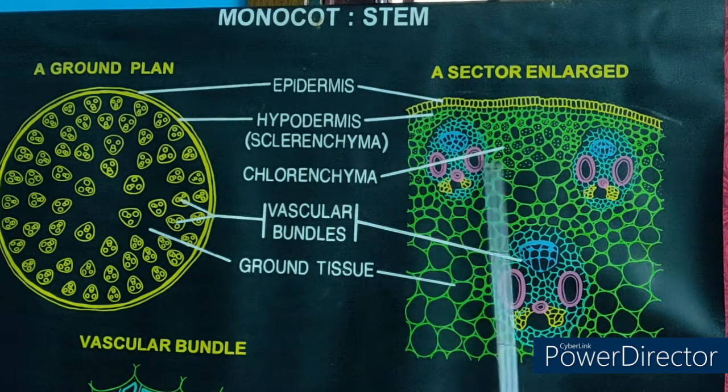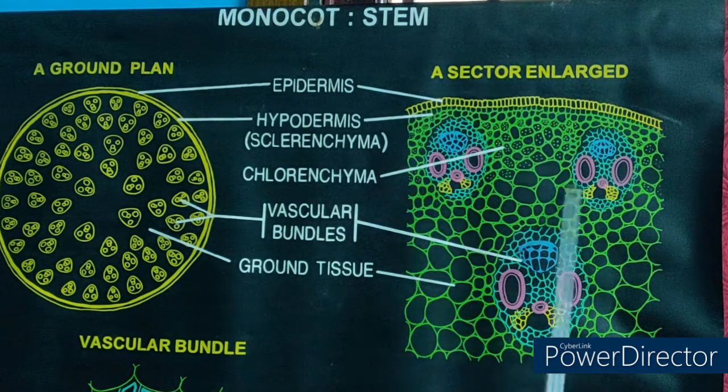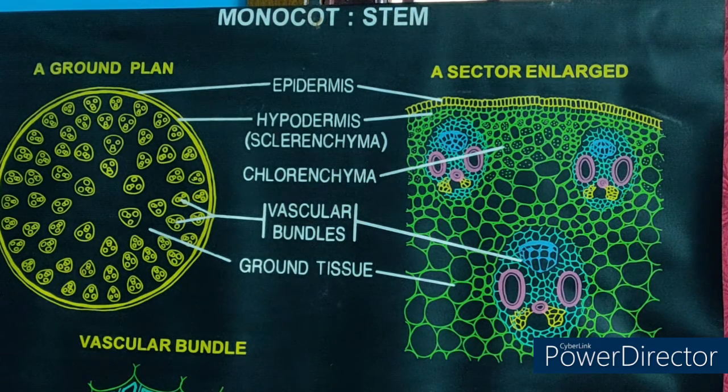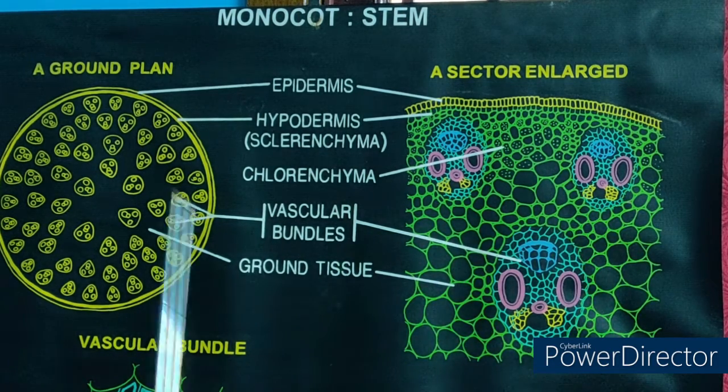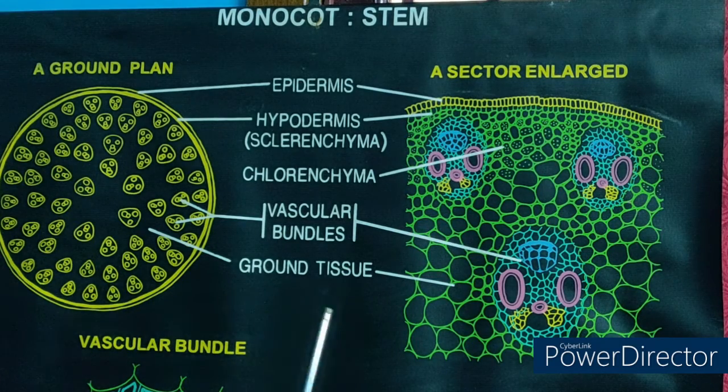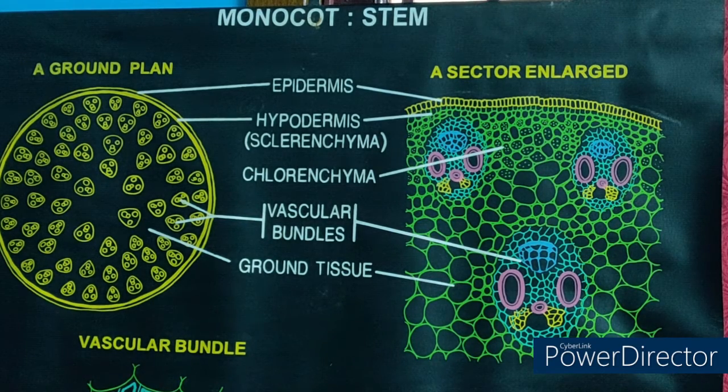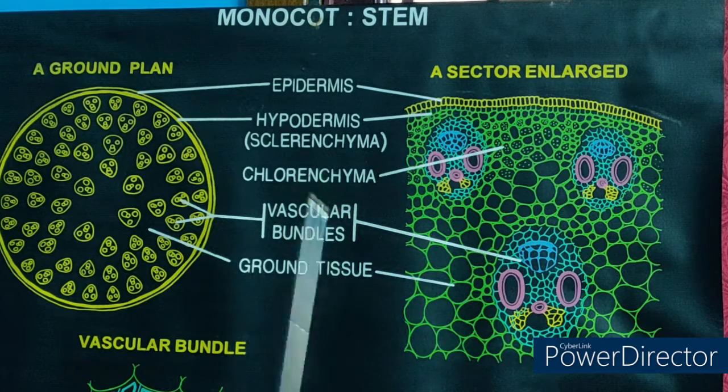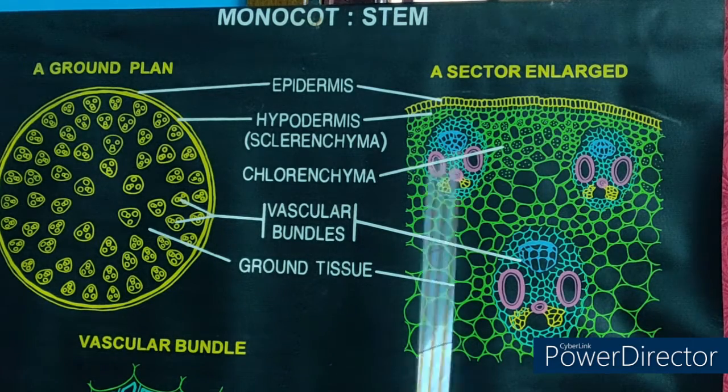Then third is the ground tissues, which are found abundantly inside the epidermis and hypodermis. The ground tissue here is not differentiated, unlike what we learned in dicot stem. In dicot stem, it is differentiated into layers such as endodermis, cortex, pericycle and pith. So it is not like that here.